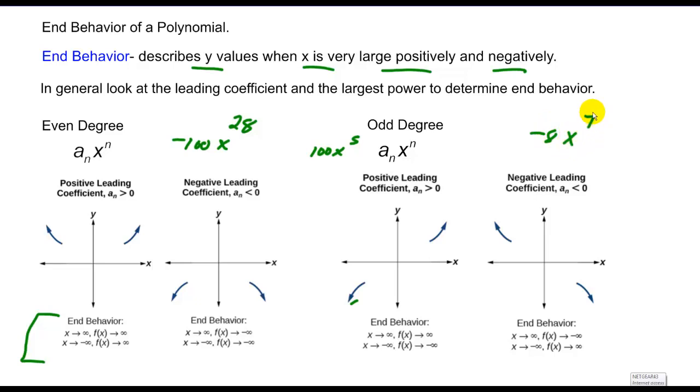Likewise, if I were to put negative 8x to the 7th, when I get a very big positive, raise it to the 7th, that's a very big positive number, multiplied by a negative, that's a negative, so that's this guy here. And take a very big negative number, raise it to the 7th, that stays negative, but then multiply it by a negative, and that goes positive. So my end behavior is as x goes to infinity, f of x goes to negative infinity, this part here, and as x goes to negative infinity, f of x goes to infinity, this part here.